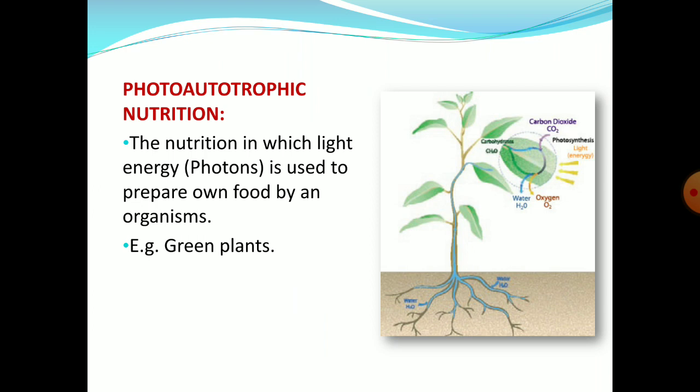Here it is about photoautotrophic nutrition. It is the autotrophic nutrition in which light energy, that is photons, is used by an organism to prepare its own food. Example of this type of nutrition are green plants. In the given figure, you may observe that light energy is required for the process of photosynthesis, and this is only taking place in green plant.